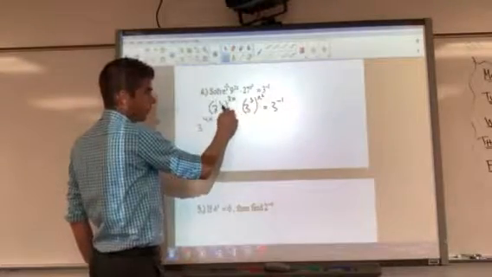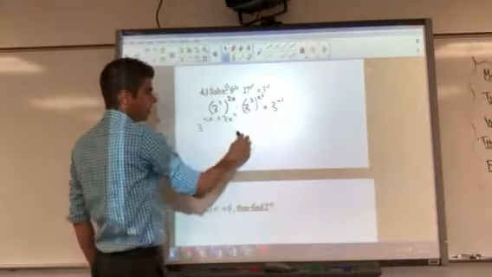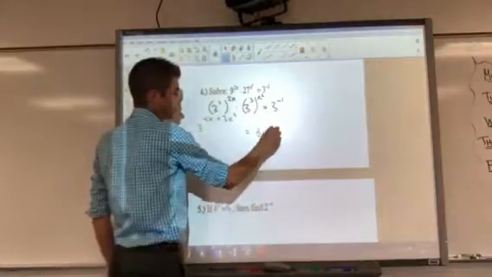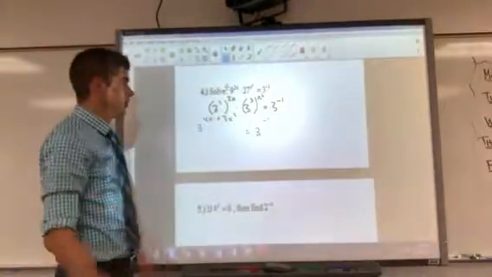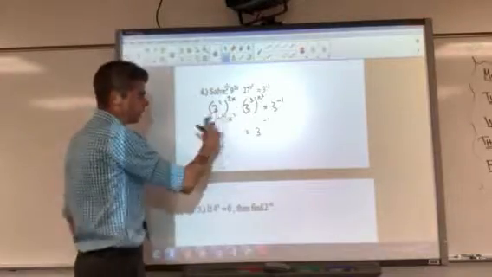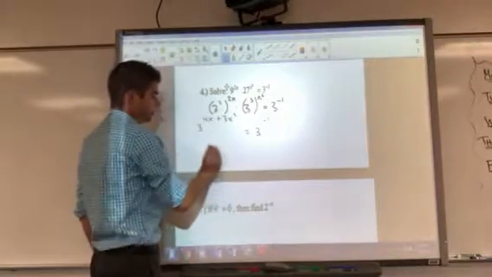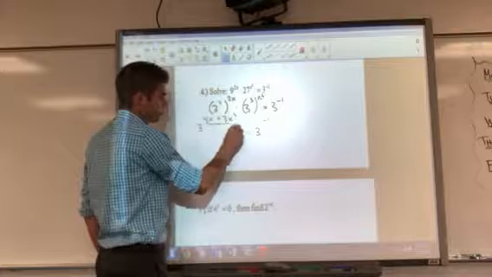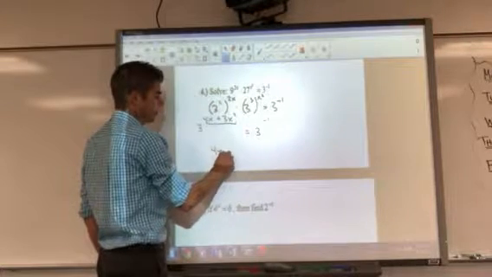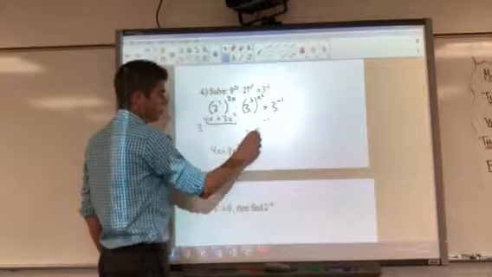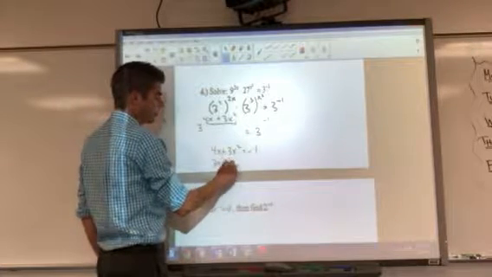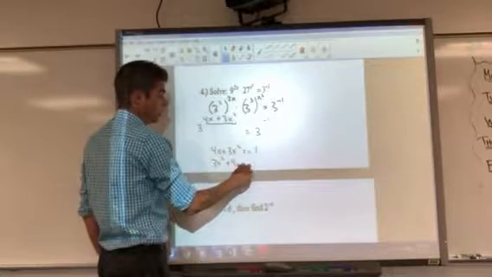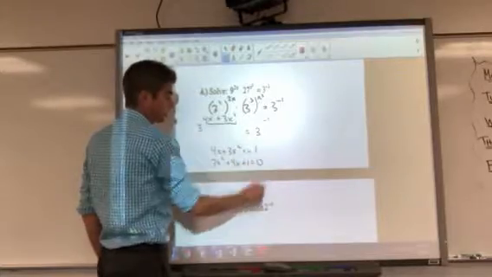So that's 4x plus 3x squared is equal to 3 to the negative 1. And again, bases are 3, therefore the exponents have to have an equivalent value as well. So I could say, okay, 4x plus 3x squared is equal to negative 1, or 3x squared plus 4x plus 1 is equal to 0.